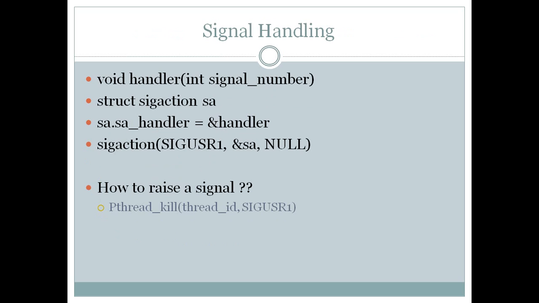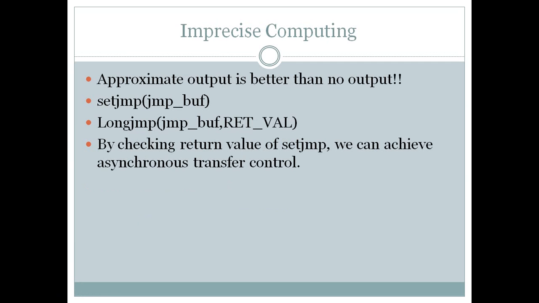Now, how does signal handling work? This is the handler function, and this is a sigaction structure. As the handler element of this structure, I give the pointer to my function, and then I register this sigaction for this signal. If I want to send a signal to one thread, how can I send it? I'll use pthread_kill.